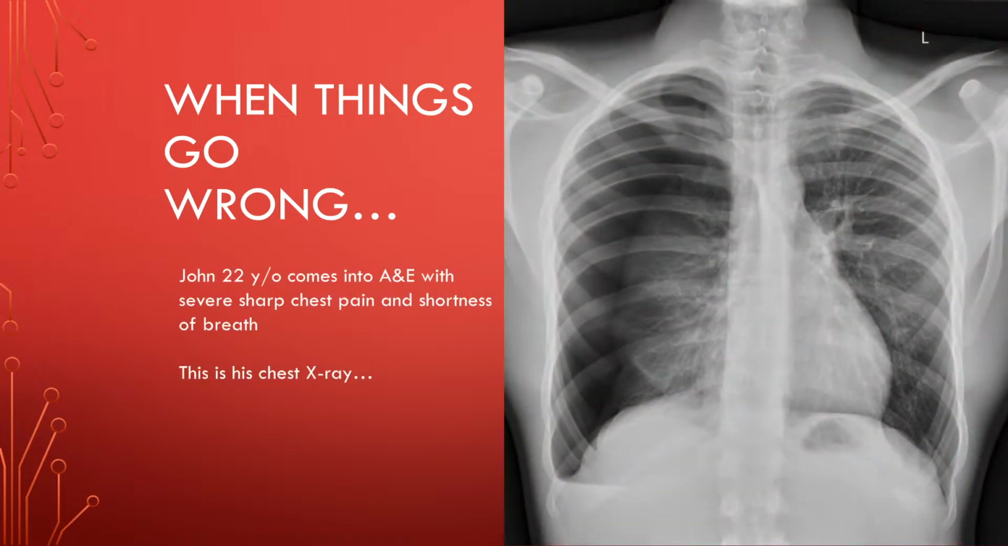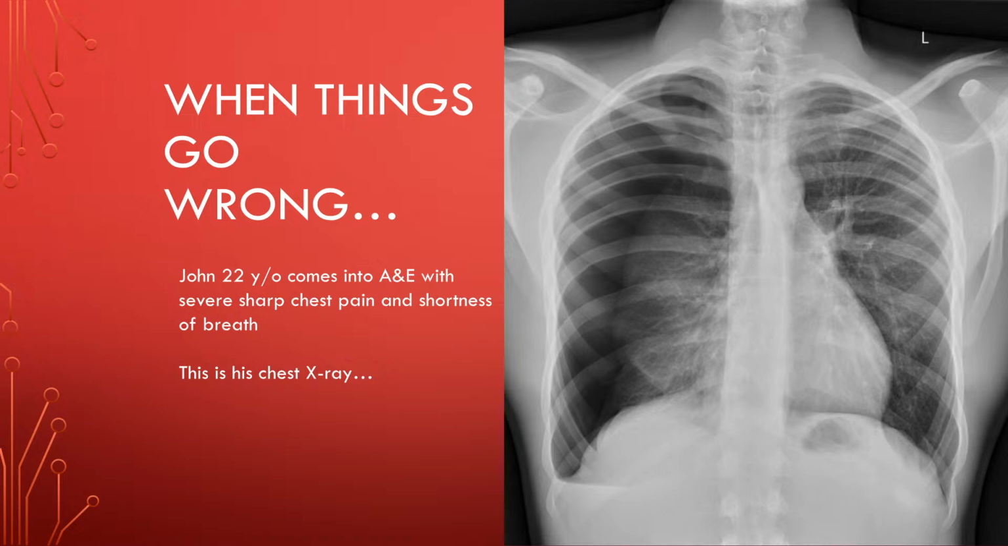So John is a 22-year-old who comes into A&E with severe sharp chest pain and shortness of breath. And this is his chest X-ray. I can show you this one's not normal. There are some things wrong here. And for this one, just as a clue, we talk about the colours, so what black represents, what grey represents, what white represents. We've not got a previous X-ray to compare to, but you can compare lung fields, which can help as well.